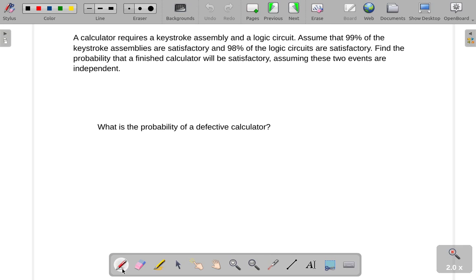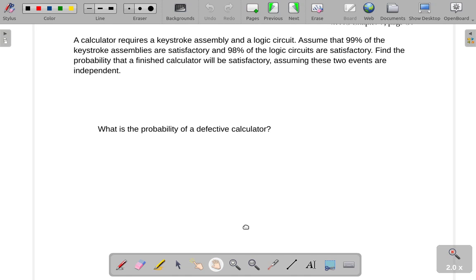A calculator requires keystroke assembly and a logic circuit. Assume that 99% of the keystroke assemblies are satisfactory and that 98% of the logic circuits are satisfactory. Find the probability that the finished calculator will be satisfactory, assuming that these two events are independent. So they're kind of both chosen without regard to the other, and then the calculators are tested at the end.